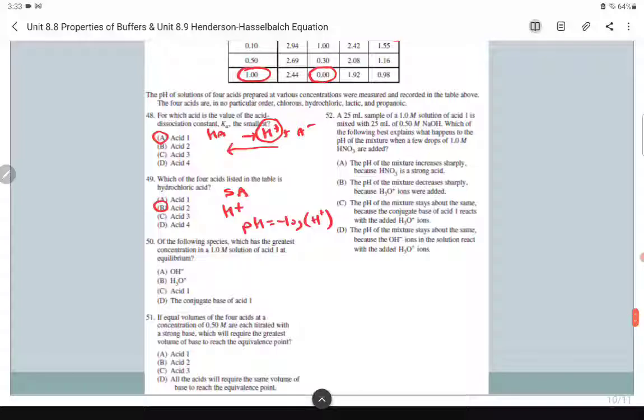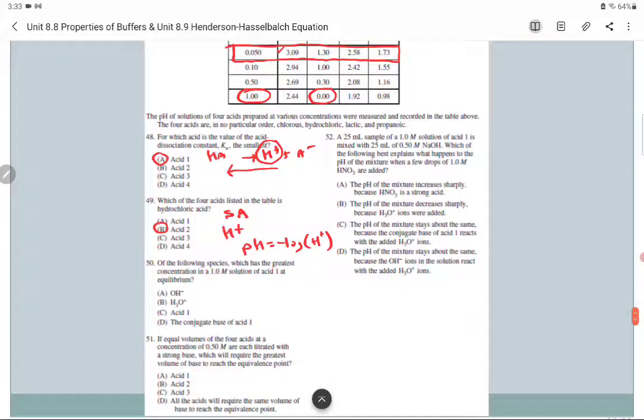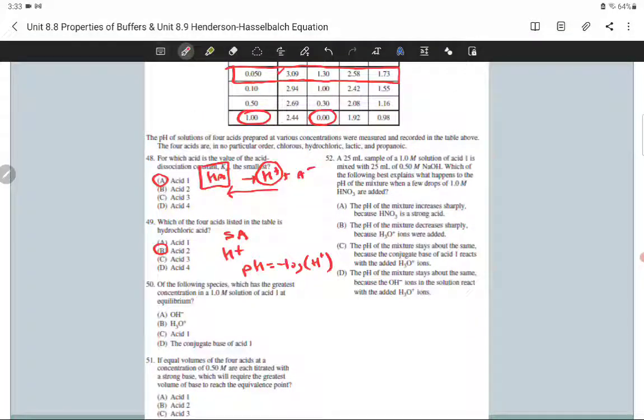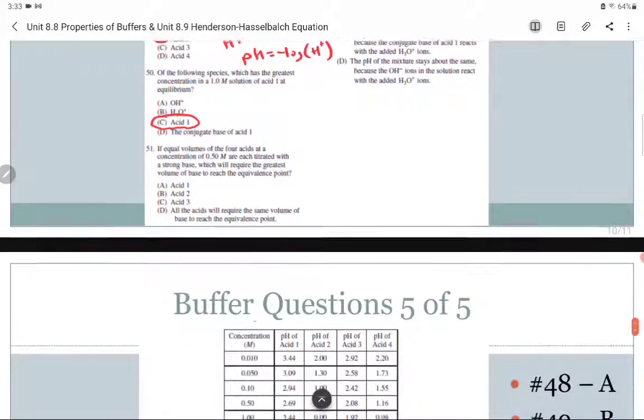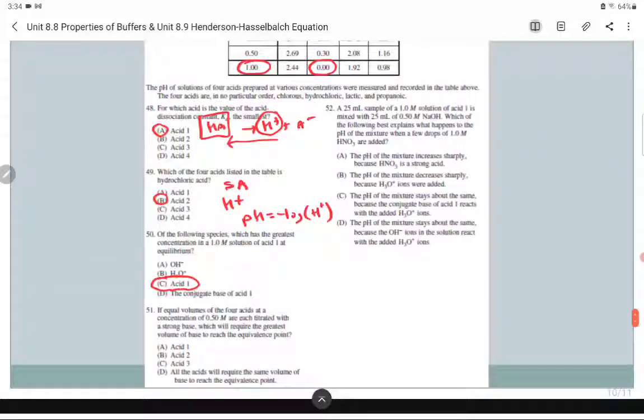Number 50. Which of the following species has the greatest concentration in a 1 molar solution of acid 1? Remember, acid 1 is a weak acid, and it has the smallest K value. So that means hardly any of the HA becomes H positive and A minus. So acid 1, any of these weak acids, very little of it dissociates. Double check, this was 50C, it was. 51.